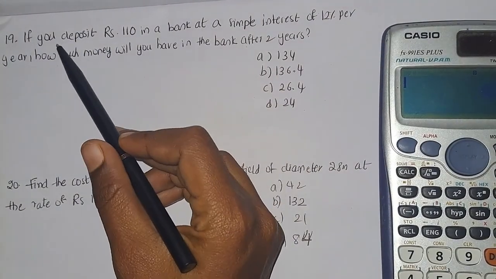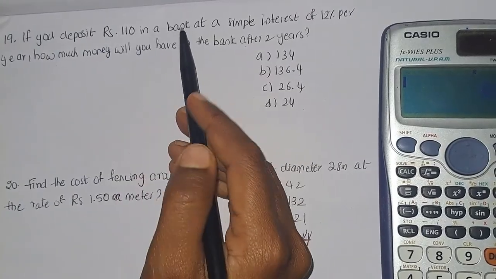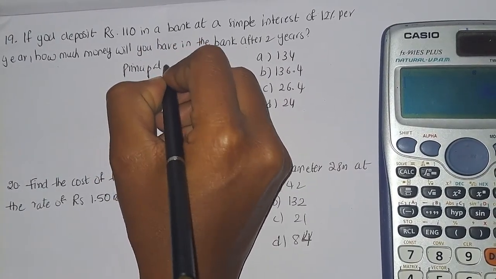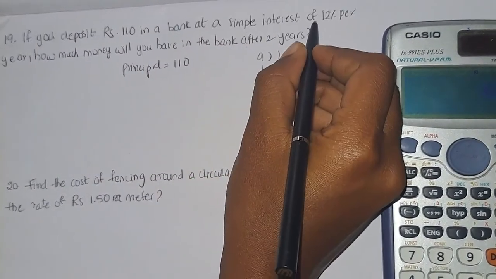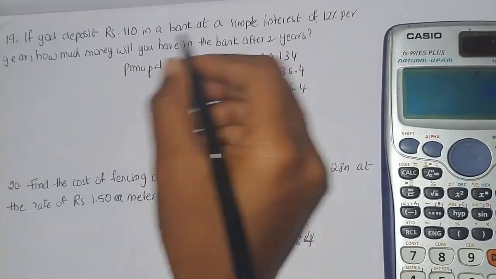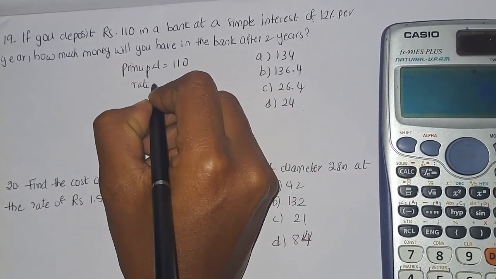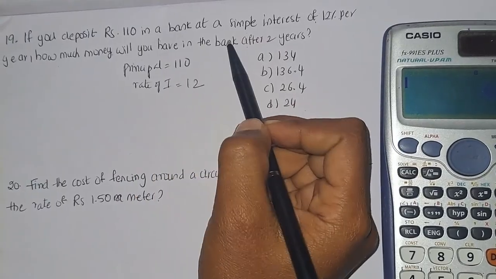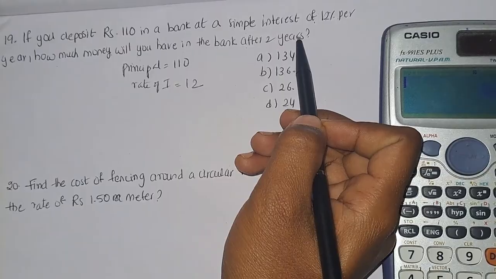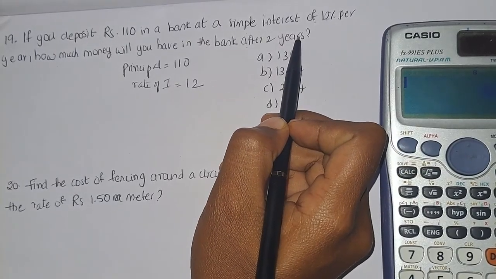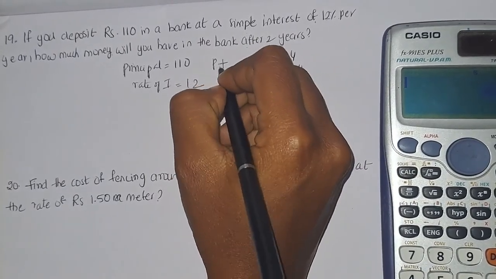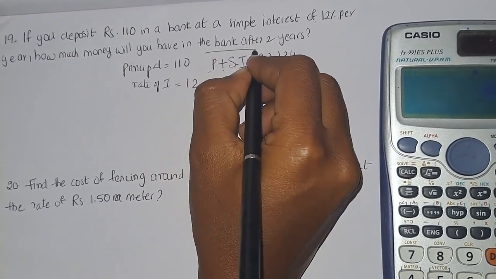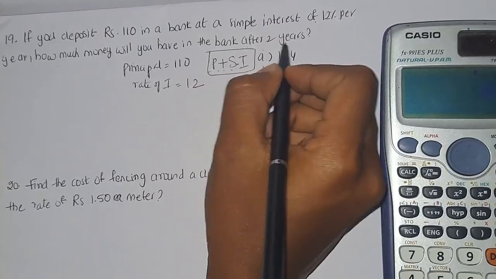So here the question is, you have deposited rupees 110 in a bank. So here your principal amount is 110 rupees and your simple interest is 12% per year. So rate of interest will be 12%. Okay. And how much money will you have in the bank after 2 years? Principal amount plus your interest, that is simple interest. So this is the amount that you will have in the bank after 2 years.